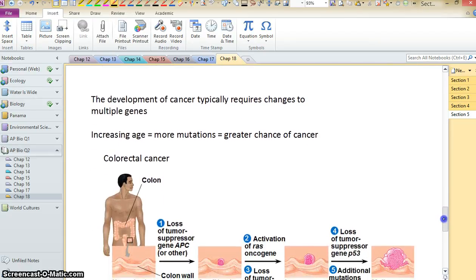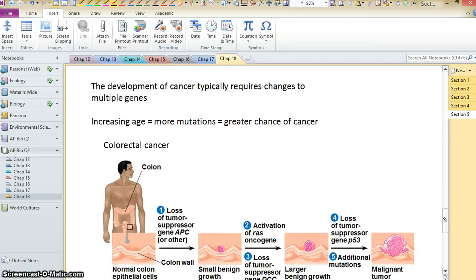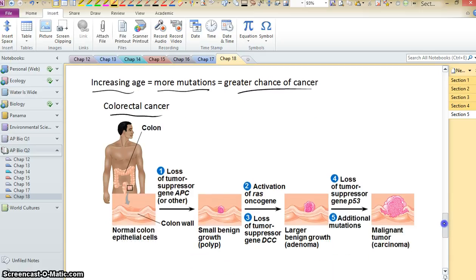Normally, cancers take time to develop and multiple genes to be modified, mutated to end up in cancer. A good example of this is colorectal cancer. This is something that tends to strike later in life, and so it's thought that, of course, as one gets older, you have lived longer, you've been exposed to more things in the environment, and in general, there's just simply been more time for mutations to occur, which increases the chance of cancer.